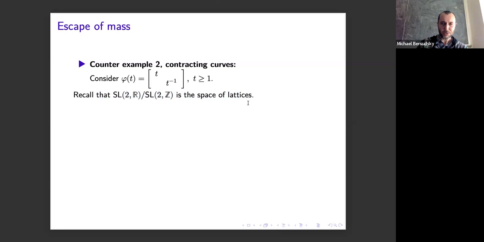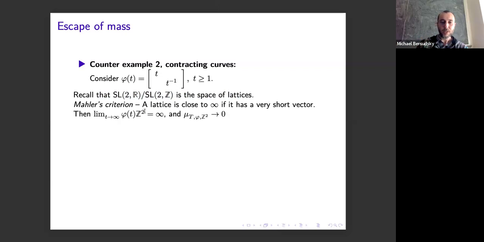SL2R mod SL2Z is the space of lattices. And by Mahler's criterion, a lattice is close to infinity if it has a very short vector. So if we take the lattice Z2 and apply this curve to it, it will clearly shrink a vector. And so this will escape to infinity directly. And so the measure will just converge to 0.